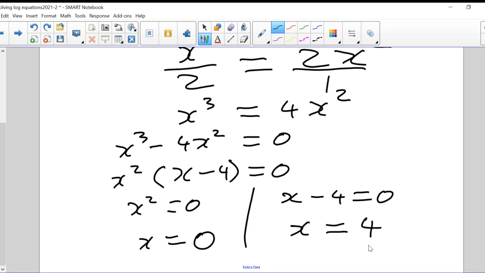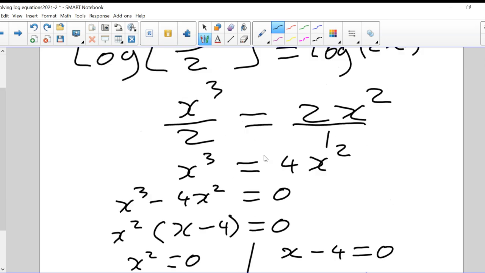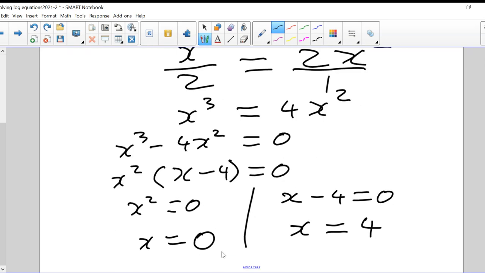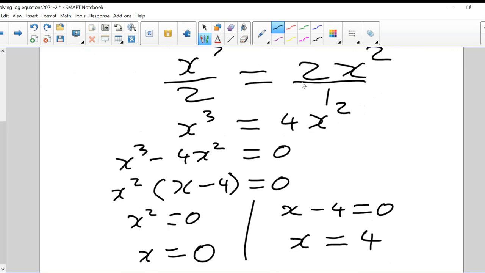Let's go back and look at the original equation again. This was a log of x cubed minus a log of 2 is equal to log of 2x squared. Can 0 be considered to be legit? Can 0 go back into the equation? Well, x cubed would be 0 cubed, and that would be the log of 0, which I can't do. Over here, I have the same issue. 0 squared is 0 times 2 is still 0. No, not going to work.